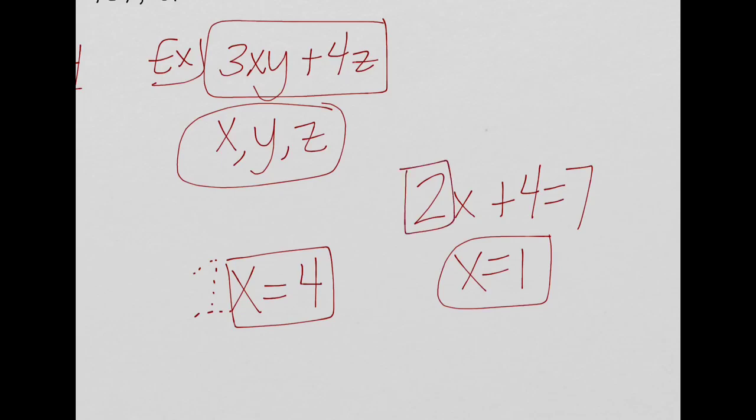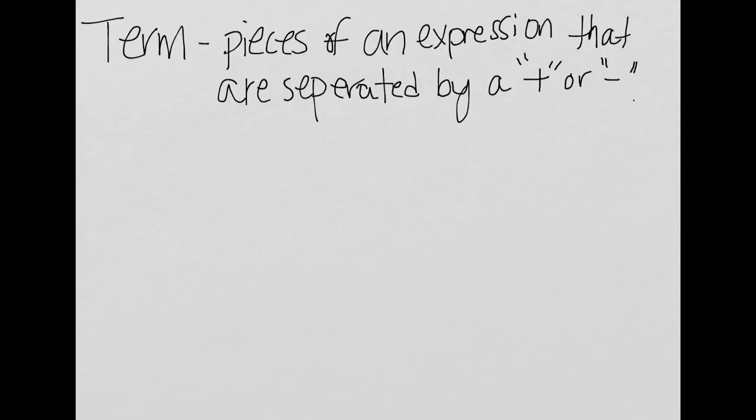So x does not always have a set value, and it's not always 1, so be careful with that. A term is any piece of an expression that is separated by a plus or a minus sign. So, for instance, and this is pretty easy to pick out, one thing they could ask you is maybe what are the terms, or they could say how many terms are there in this expression.